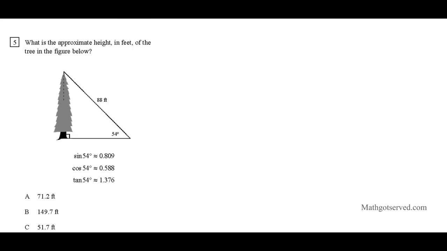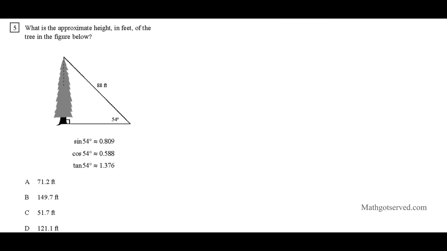Question 5, it says, what is the approximate height in feet of the tree in the figure below? So we have a right triangle situation here also. But we're given an angle, so let's complete the right triangle. We can use right triangle trigonometry. All right, so what am I talking about? I am talking about Sohcahtoa. Okay, that's right triangle trig.